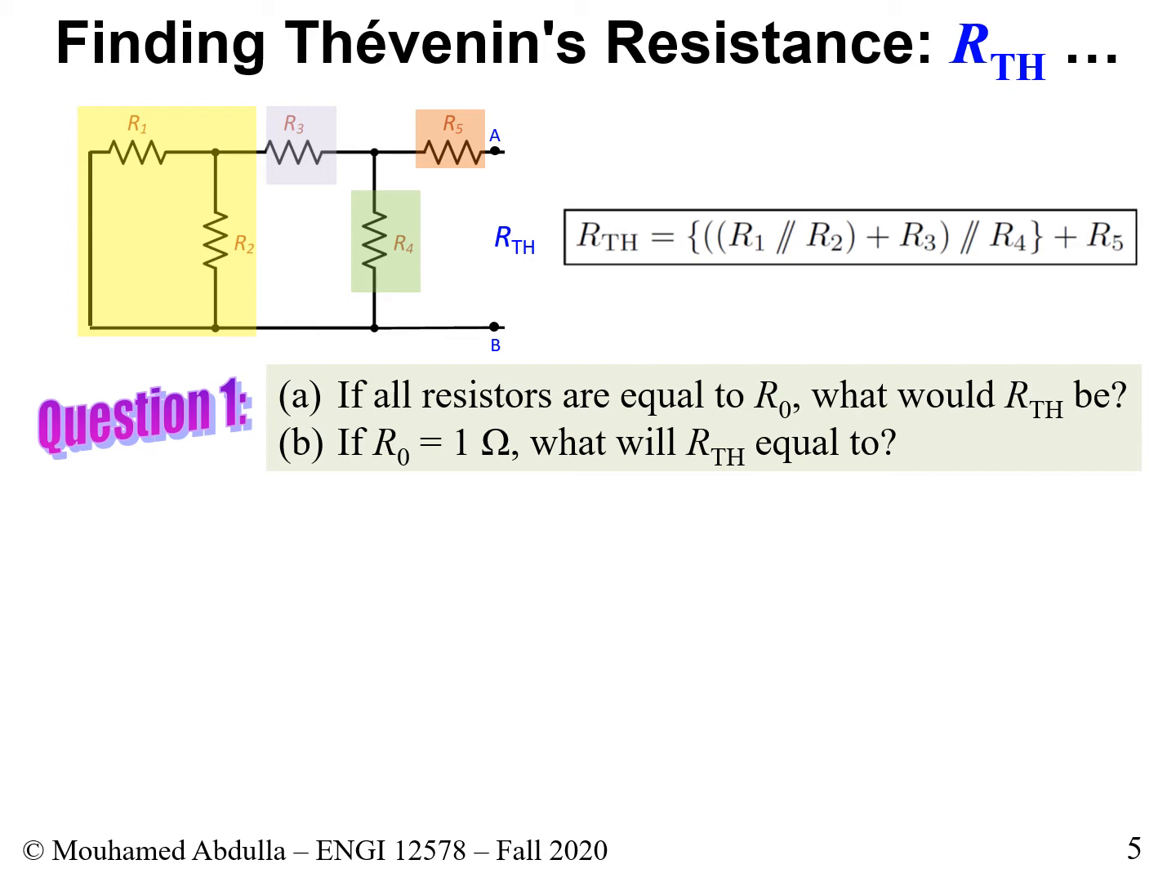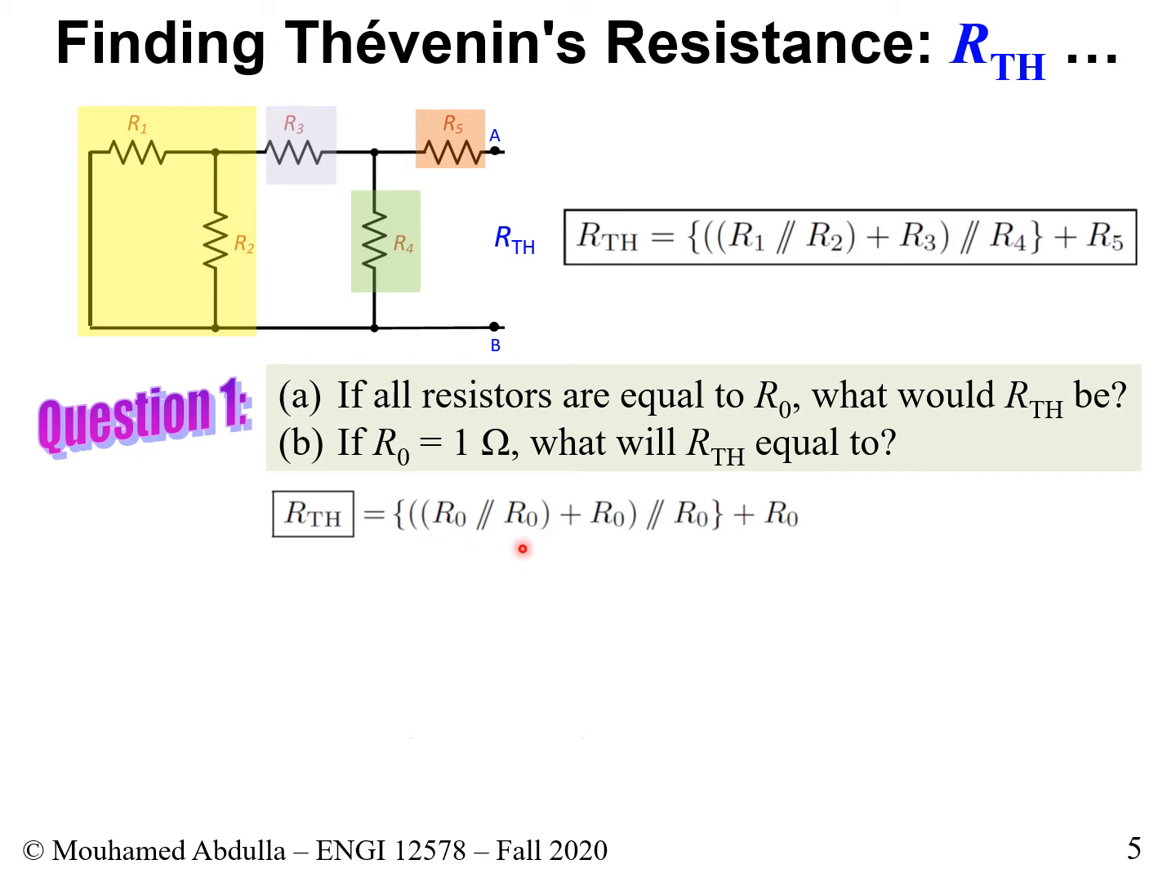So we could simply rewrite this expression, and instead of writing R1, R2 all the way to R5, we simply put R0 everywhere. And like we said, we work from the innermost bracket all the way to the outer bracket. So here we do R0 in parallel with R0.